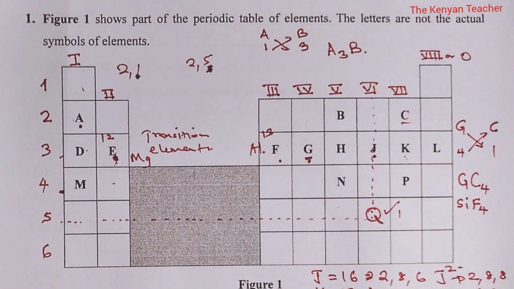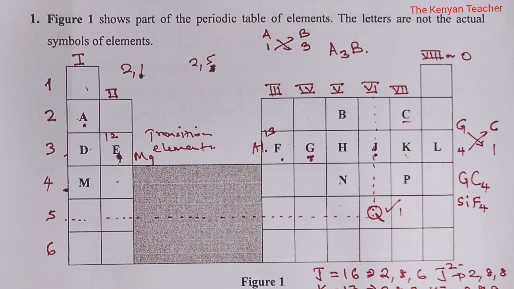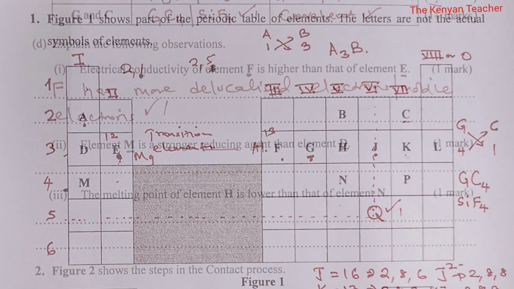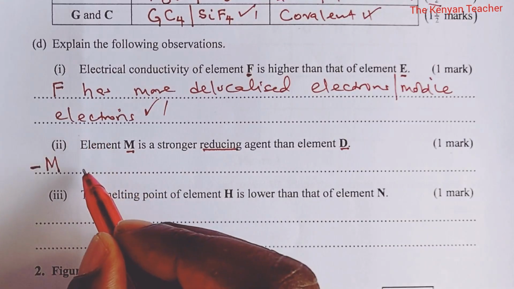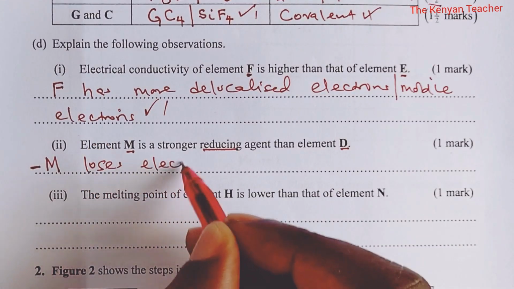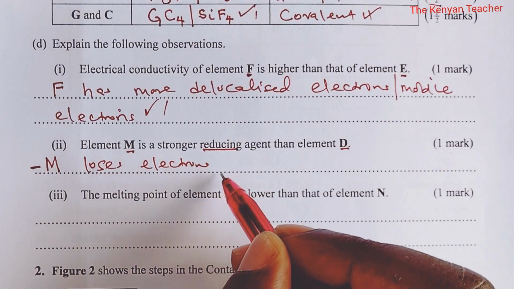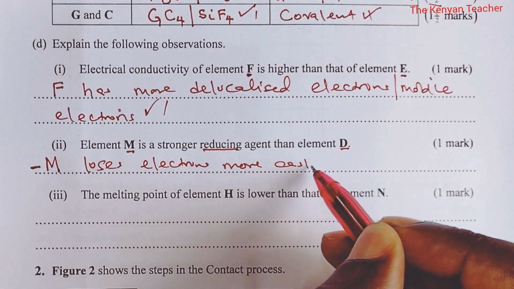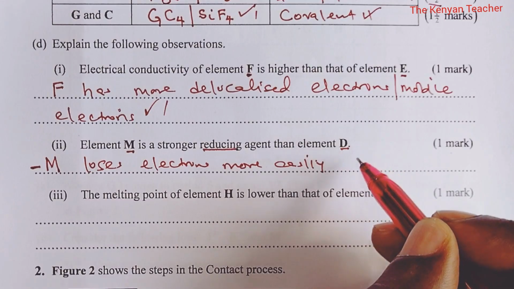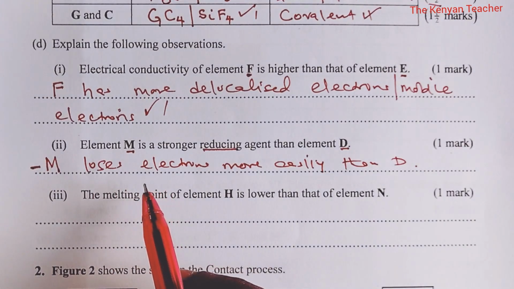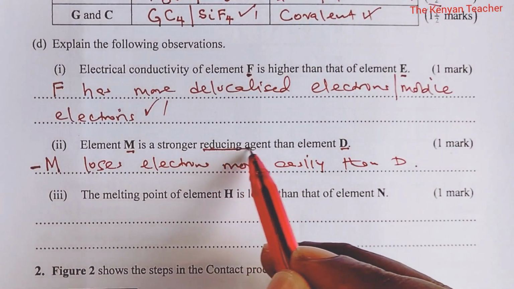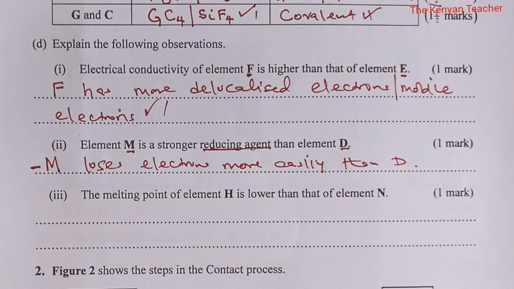With this candid discussion, now we get back to the space for the answer and put it down as discussed. So we've agreed here that M loses electrons more easily than D. So loss of electrons is oxidation, and that is what happens to a reducing agent. And we've said the more easily a reducing agent can lose electrons, the stronger the reducing agent it is.